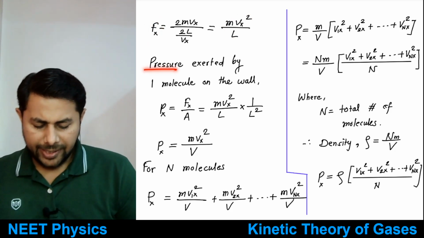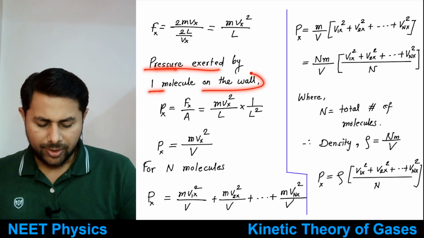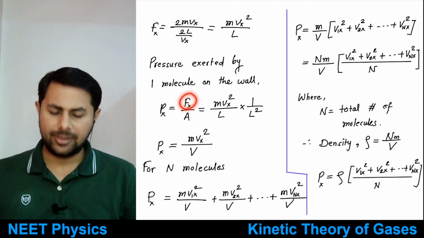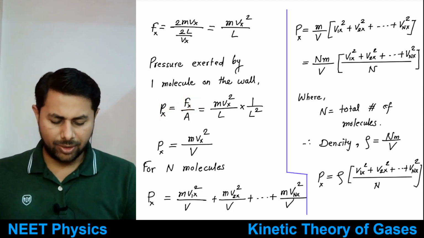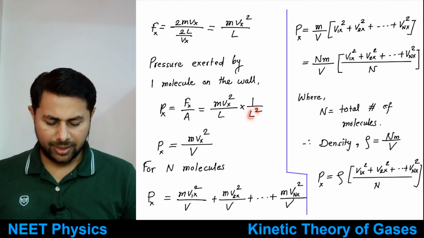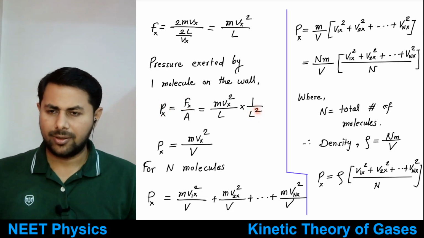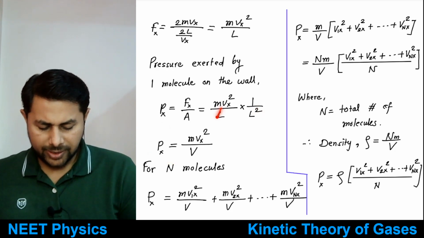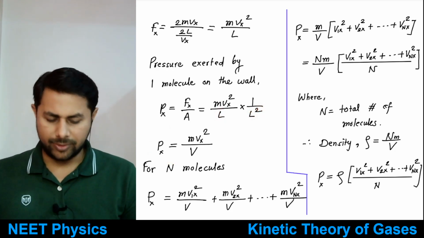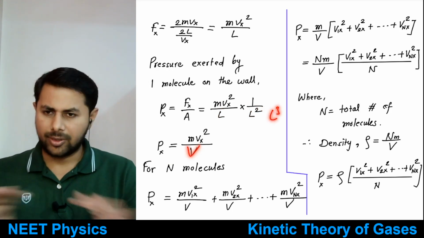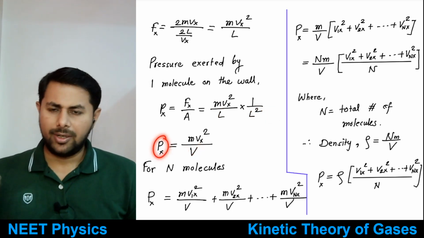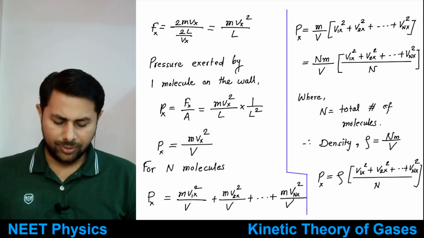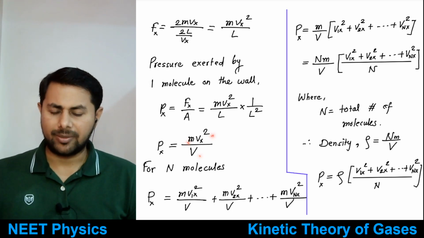So then what we can say is the pressure exerted by one molecule on the wall, let's say px, is equal to fx divided by A, the area of the wall, and the area of the wall is L square. So what is L times L square? It is L cube, the volume of the container, and therefore the pressure in x direction due to one molecule which is traveling in x direction only is m times vx square divided by V.